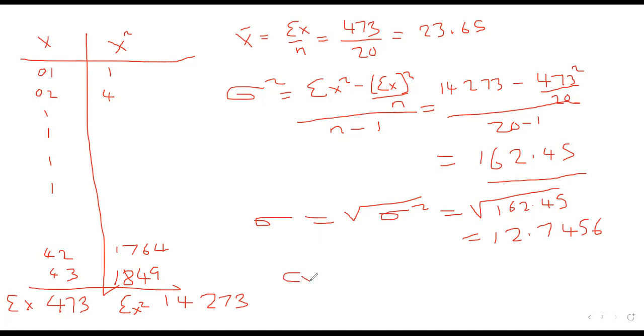And find what is called the coefficient of variation: the standard deviation over your mean, times 100. So this would be 12.7456 divided by the mean, 23.65, times 100, which will give you a percentage of 53.89%.